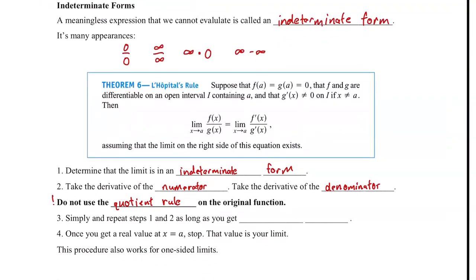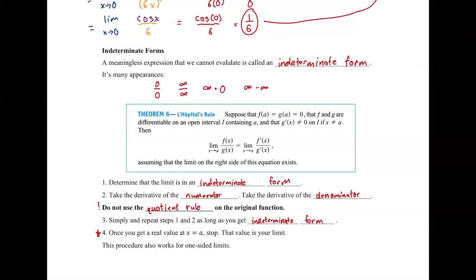And then what we did in the first example is you simply repeat steps 1 and 2 as long as you get an indeterminate form. You can technically do it forever, but hopefully, and we'll see a few examples, it's going to reduce to something that you could actually consider the limit of. So 4, once you get a real value, stop. That value is your limit. Because the temptation may be to just keep going, but again, you can only use this idea when you have an indeterminate form. So once you have some real value, like we had 1/6 up here, stop.